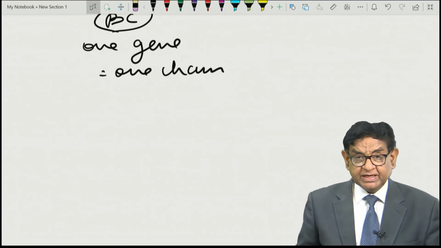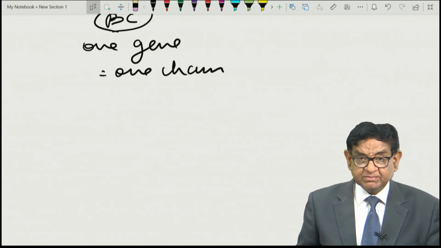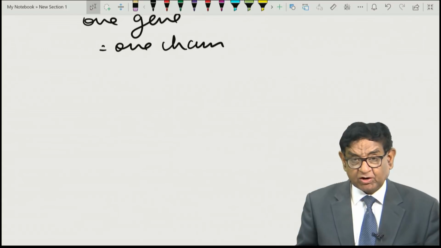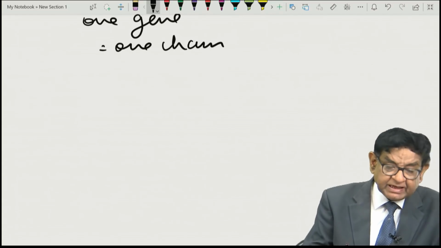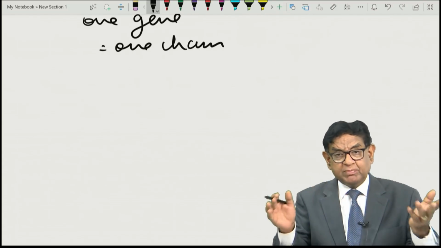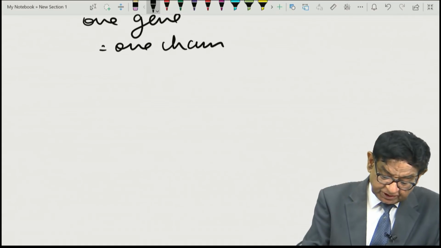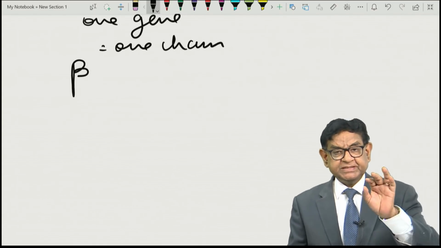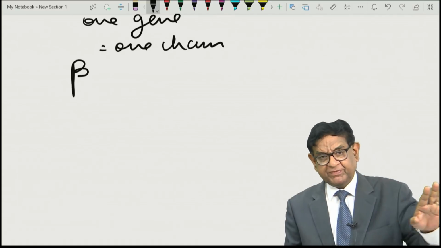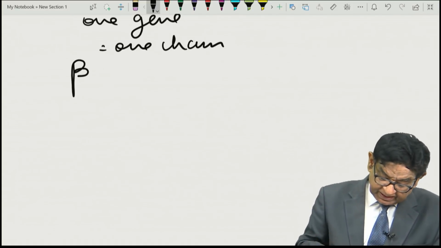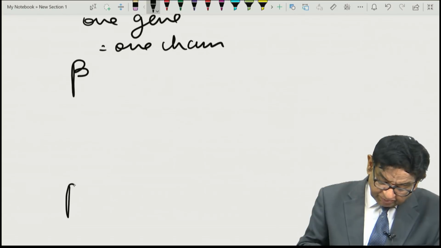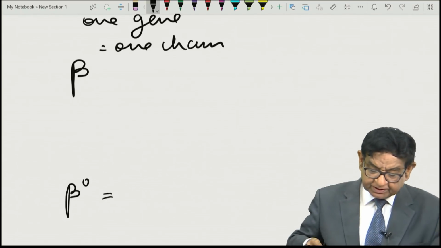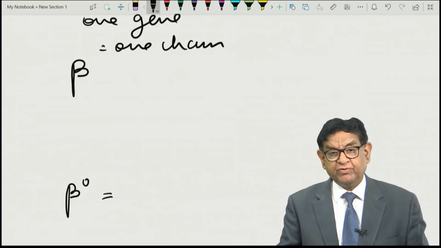So now, suppose the gene is normal, and that means normal gene means normal synthesis of beta chain. So we write as beta. This means the single beta chain has been made perfectly all right. And if beta chain is not formed at all, then we call it beta 0. 0 means beta chain is not formed at all.